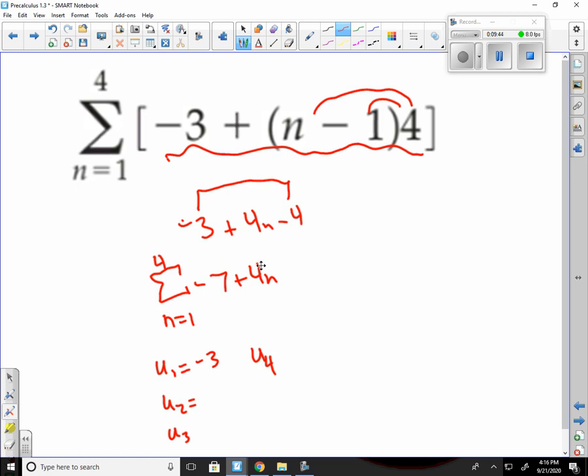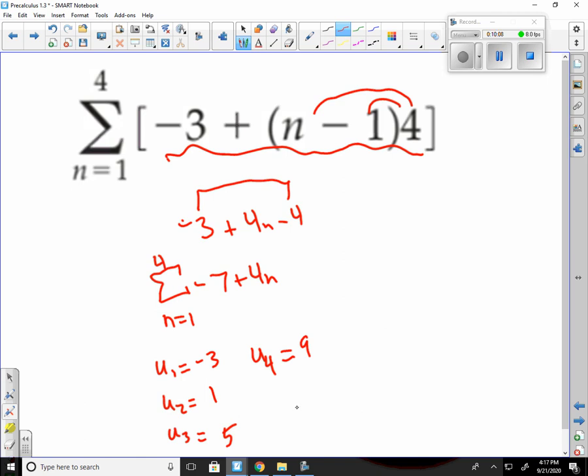U sub 2 is -7 plus 4 times 2. 4 times 2 is 8. Plus -7 is 1. U sub 3, 4 times 3 is 12. Minus 7 is 5. And if you guessed it, we're going up by 4 each time. So I can just do 5 plus 4 to get that 9.